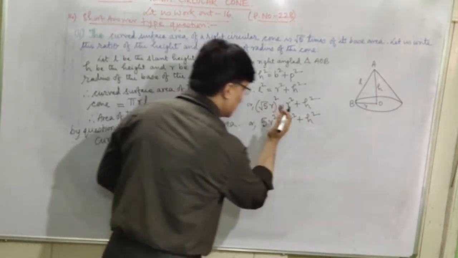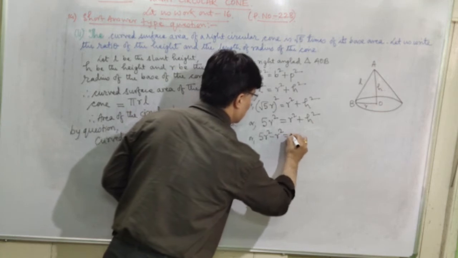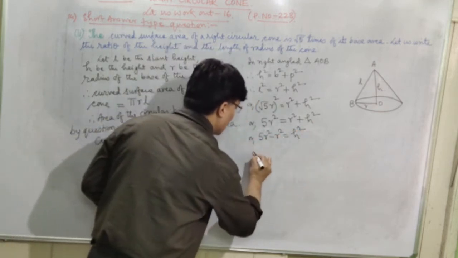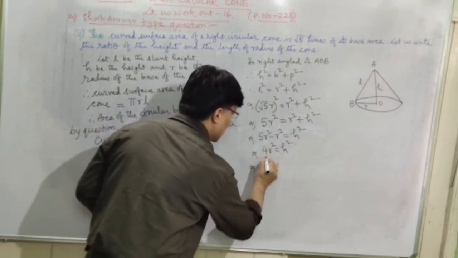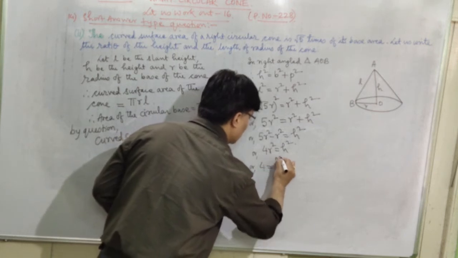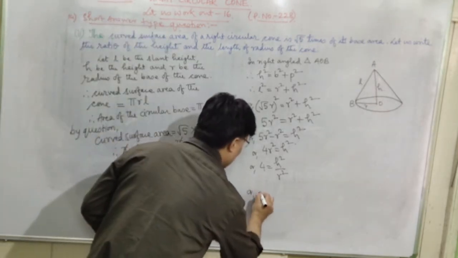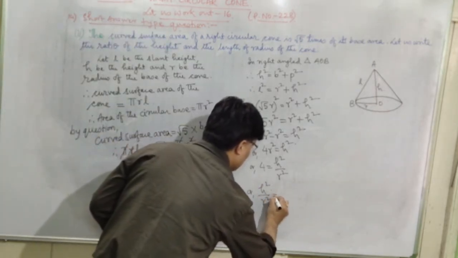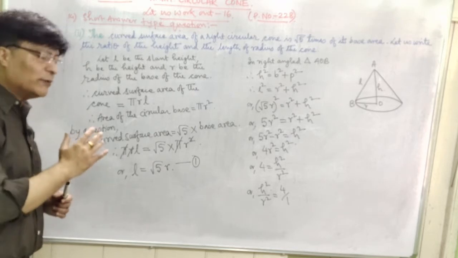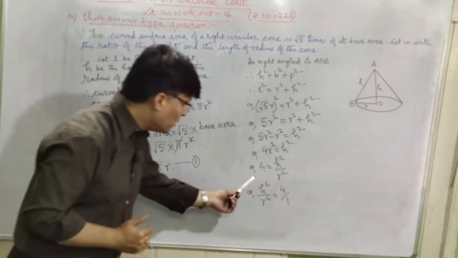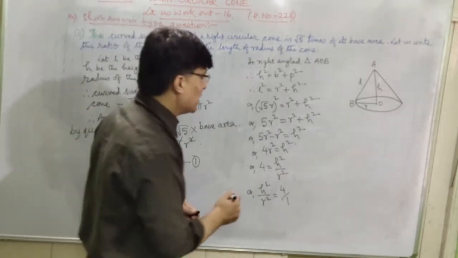Understood? Now let us take this r square to the left hand side. So it is 5r square minus r square is equal to h square. What is 5r square minus r square? 4r square is equal to h square. Let us take r square to the right hand side. So 4 is equal to h square by r square. Or you can write h square by r square is equal to 4 upon 1. Is it clear to all of you? So how will you write h square by r square? Both the powers are same in both the numerator and the denominator, so you can write h by r whole square.